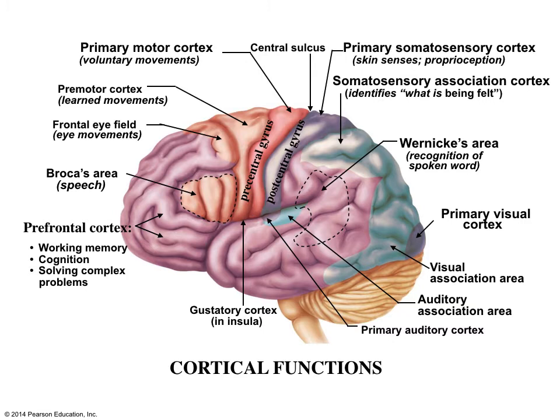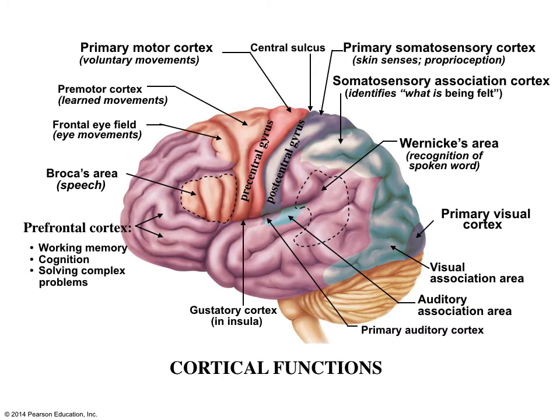Prefrontal cortex, working memory, cognition, solving complex problems. Within the postcentral gyrus is the primary somatosensory cortex. What does that mean? It's responsible for perceiving skin senses, pain, pressure. Proprioception would be the perception of your body in 3-dimensional space. We cover that in the next chapter.